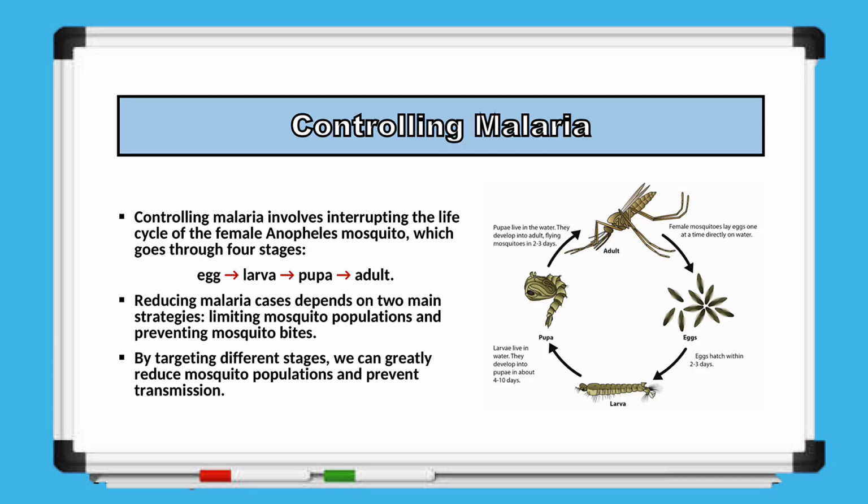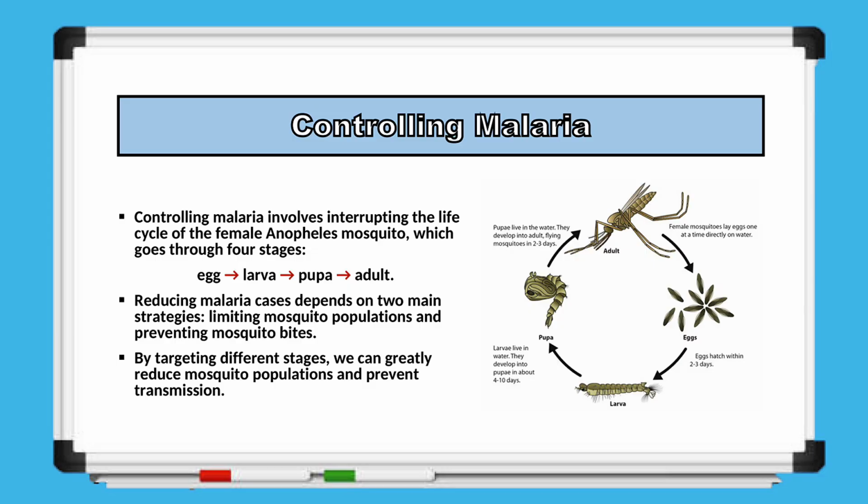Controlling malaria focuses on interrupting the life cycle of the female Anopheles mosquito, which passes through 4 stages: egg, larva, pupa, and adult. Effective control relies on 2 main strategies: reducing mosquito populations and preventing mosquito bites. By targeting different stages of the mosquito's life cycle, we can significantly lower mosquito numbers and reduce the transmission of malaria.